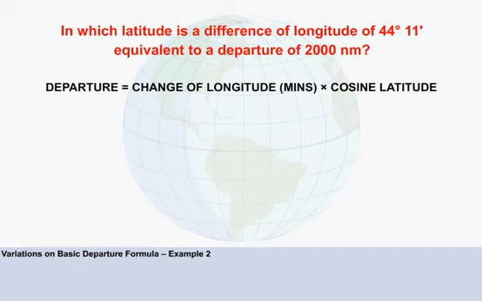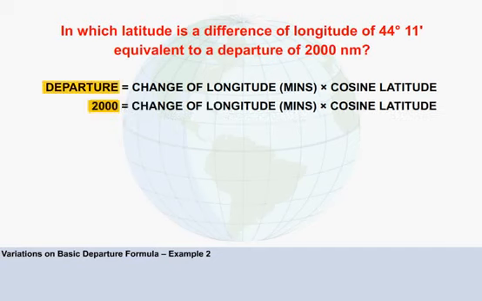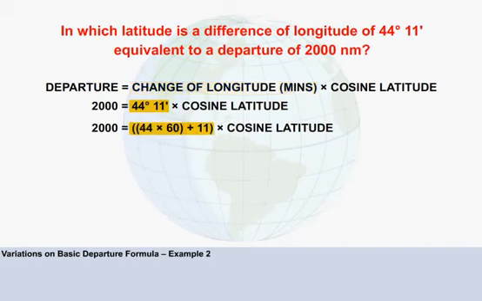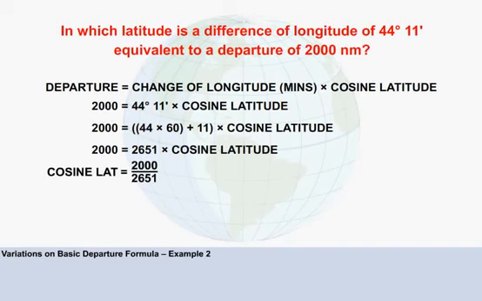Which of these do you know? You know the departure and the change in longitude. Write them in. We now need to convert 44 degrees and 11 minutes into minutes. It comes to 2,651 minutes. Now rearrange the equation to make the cosine of the latitude the subject.